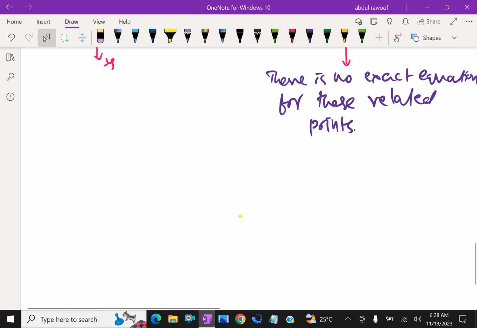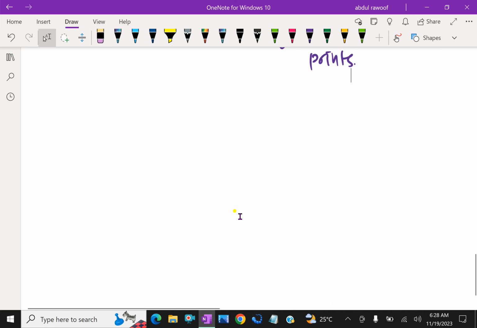Now, next we discuss functions. A function, sometimes called a mapping, is a relation in which no two different ordered pairs have the same x coordinate, or first number.